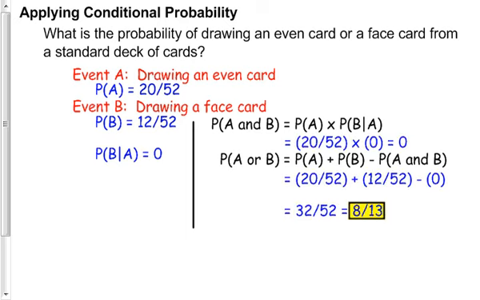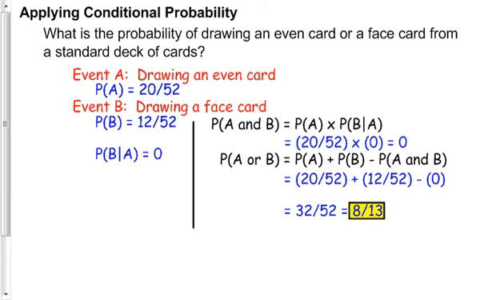So the probability of A and B is the probability of A, which is 20 out of 52, multiplied by the probability of B given A, which is 0, and of course anything times 0 equals 0. So the probability of drawing a card that is both an even card and a face card, which makes sense, is 0. So then we get to the question of what's the probability of drawing a card that is either even or a face card.